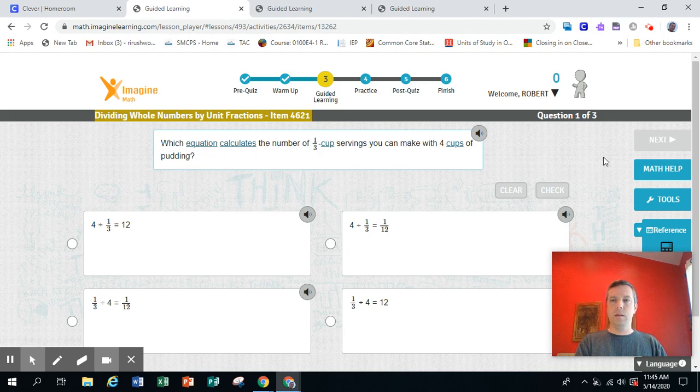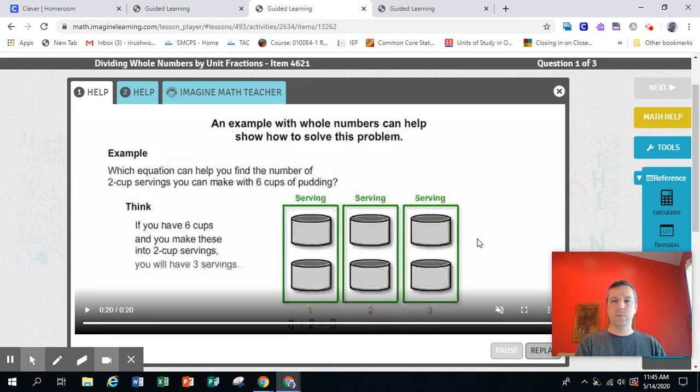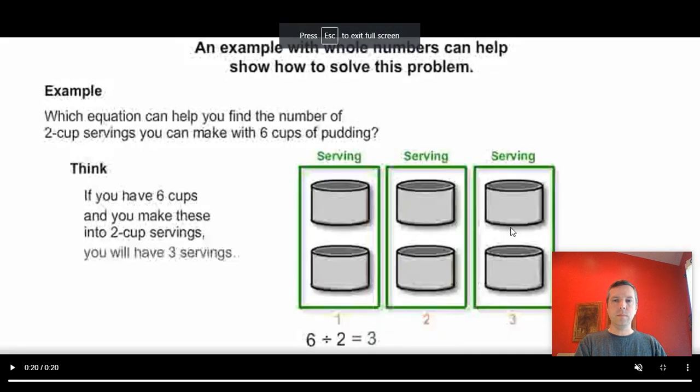Let's look at the math helps, which I've opened on new tabs. Here's math help 1. An example with whole numbers can help show how to solve this problem. Which equation can help you find the number of 2 cup servings you can make with 6 cups of pudding?